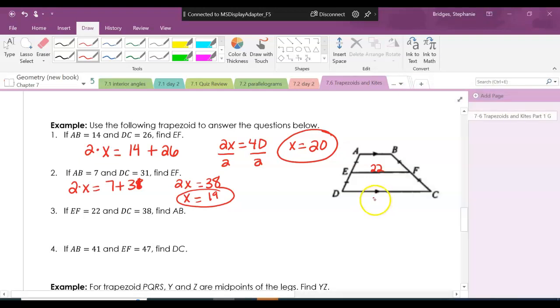38. But this time it's asking me to find AB. So what do we call AB? If we don't know it, we call it X. Okay. The only difference here is my X is in a different position. The formula is still the same. 2 times my mid-segment. What is the length of my mid-segment in this one? 22? Okay. So 2 times 22 is going to equal what is my top base labeled as? X. Plus what is my bottom base labeled as?